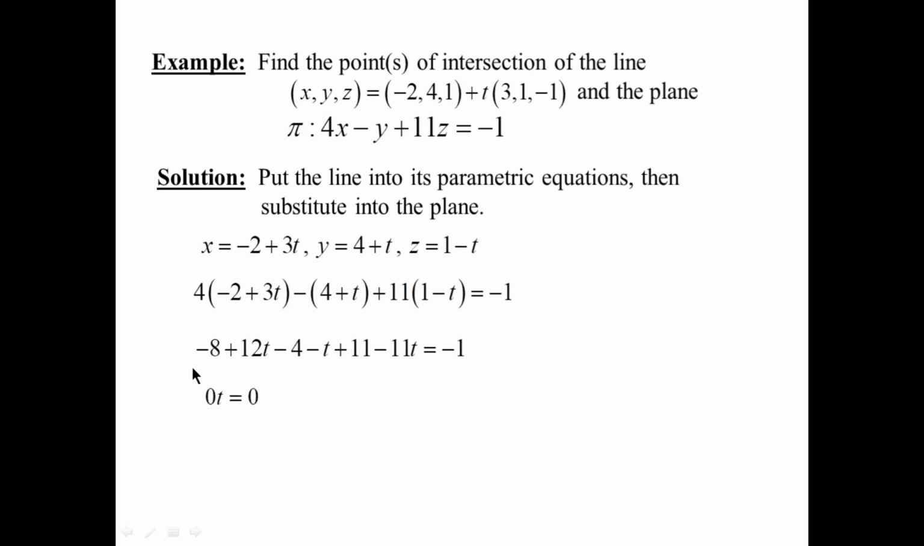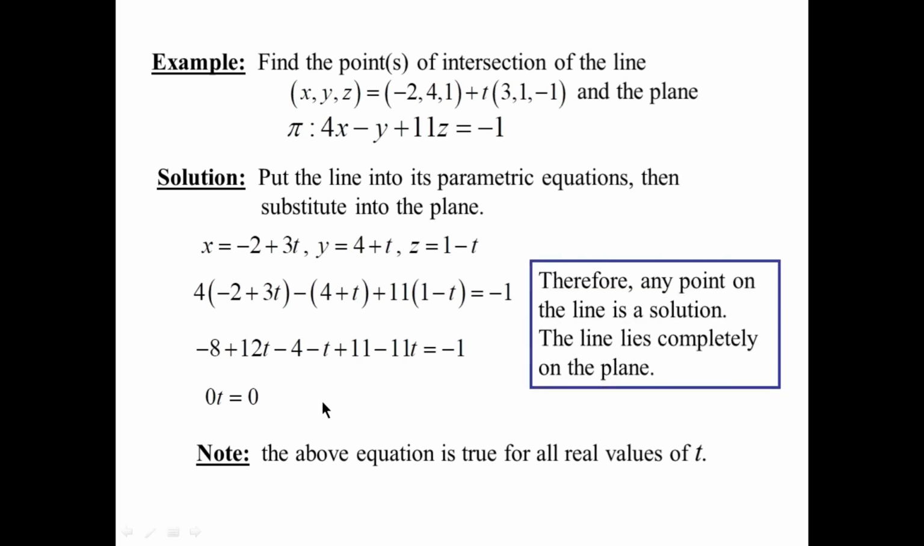We have this. And again, the algebra is sending us a coded message. It's telling us that this is true for all t. It's always true no matter what t is. 0t always equals 0. And here's our conclusion. Any point on the line is a solution, and so the line must lie within the plane.